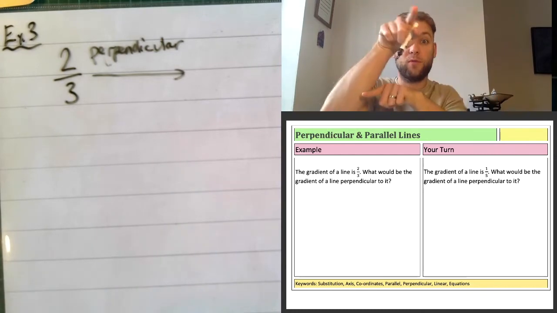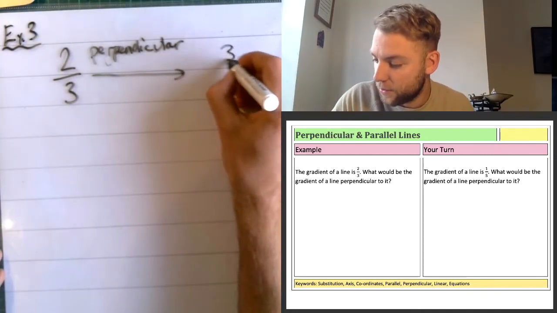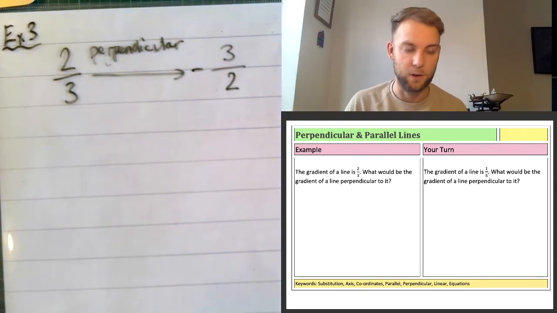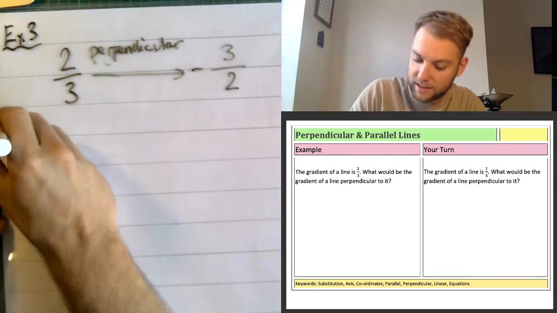Remember, with a fraction, we just flip it round, which is going to be 3 over 2. And it's the negative of this, so negative 3 over 2. Absolutely perfect.